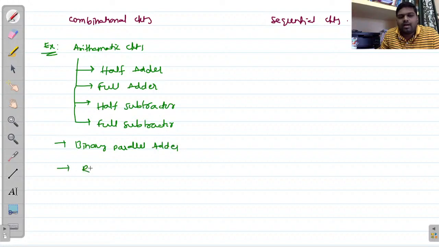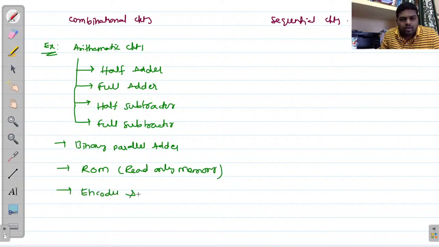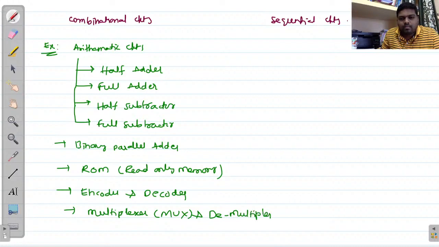and read only memory, and next encoder and decoder, and multiplexer, which we call mux. You can call it multiplexer, MUX, and demultiplexer, otherwise demux. Okay, and next one.